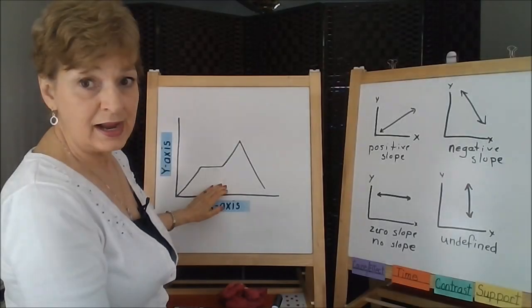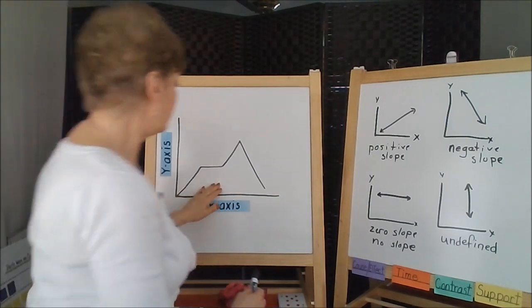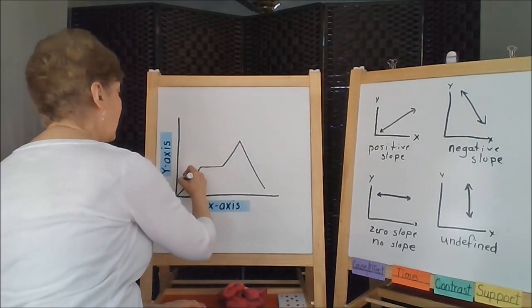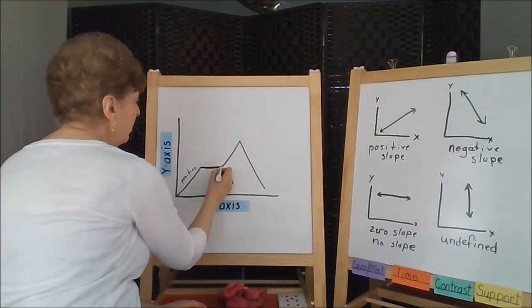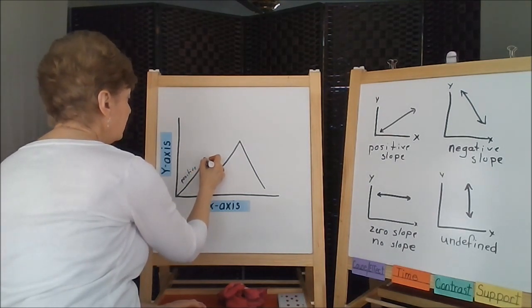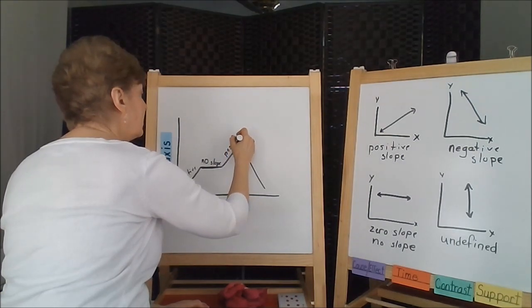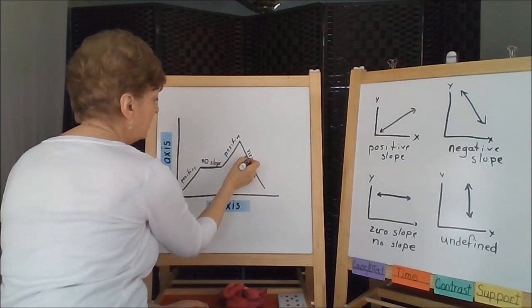So when we come to our actual diagram here, where we've plotted points, this particular graph shows an increase, or a positive slope here, no slope here, again we have a positive, and then we have a negative slope.